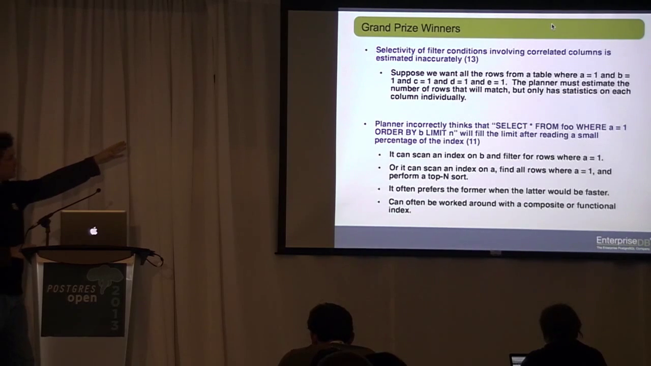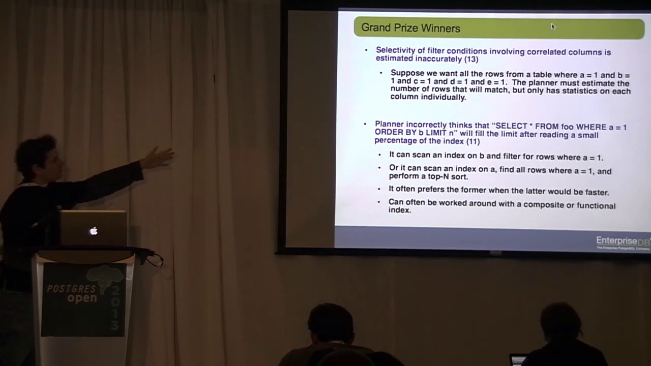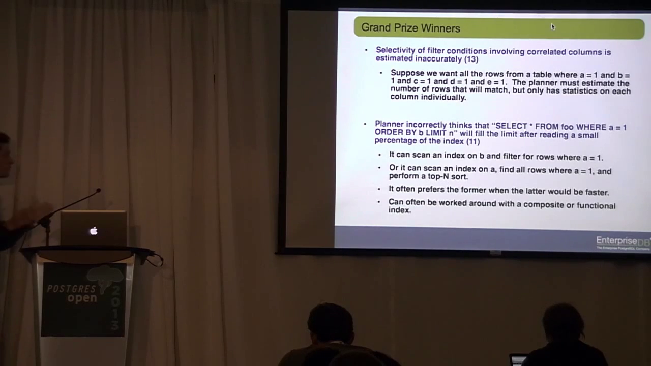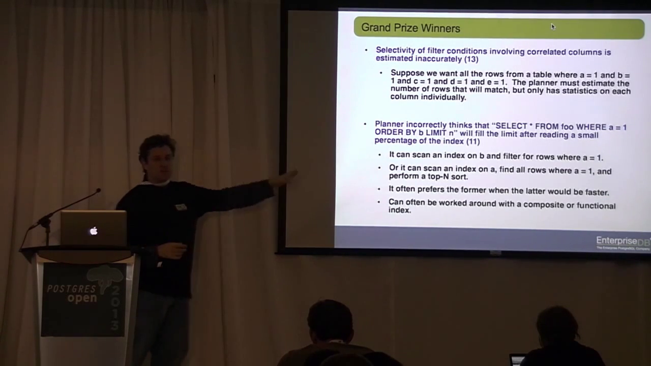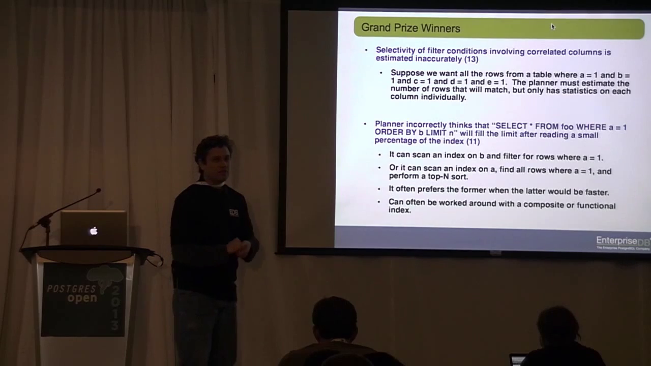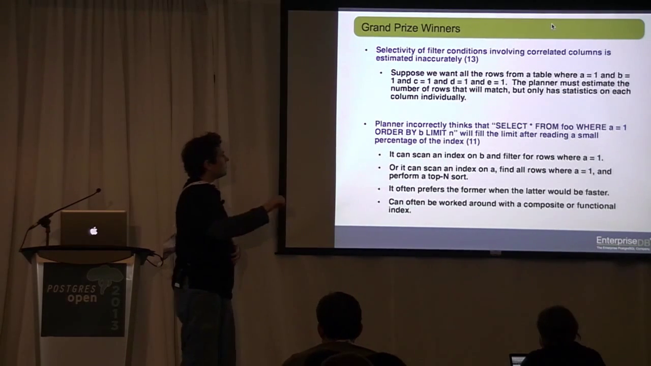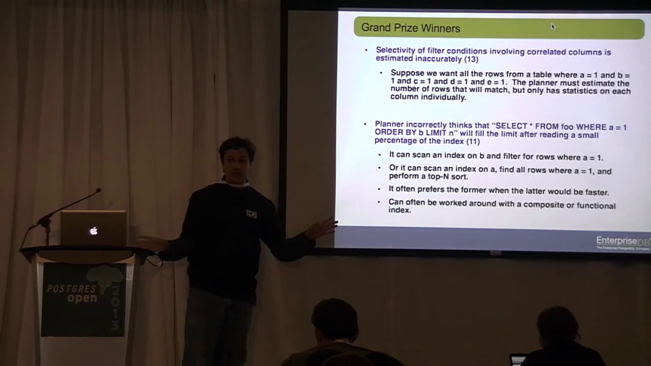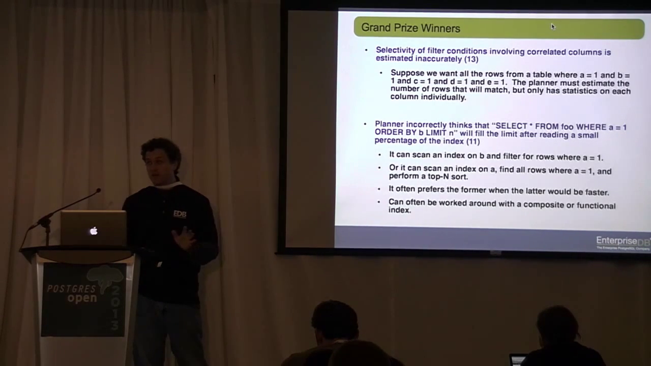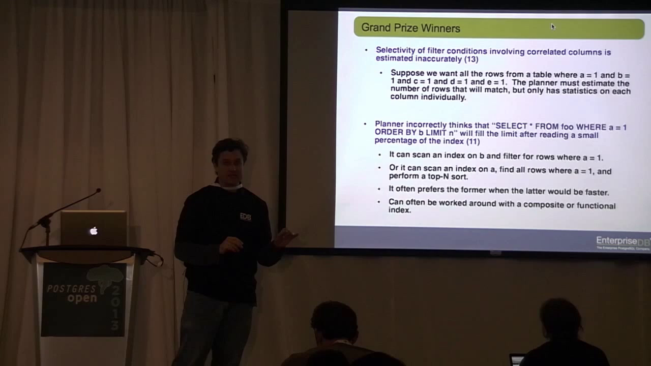To explain what this means, if we have a table and we want to find all the rows where A equals 1 and B equals 1 and C equals 1 and D equals 1 and E equals 1, the planner needs to estimate the total number of rows that will match all of those conditions. But it doesn't have any direct way of getting at that information. It knows individually what percentage of the rows have A equals 1, and what percentage have B equals 1, and what percentage have C equals 1. That is there in the optimizer statistics and is actually estimated quite accurately.